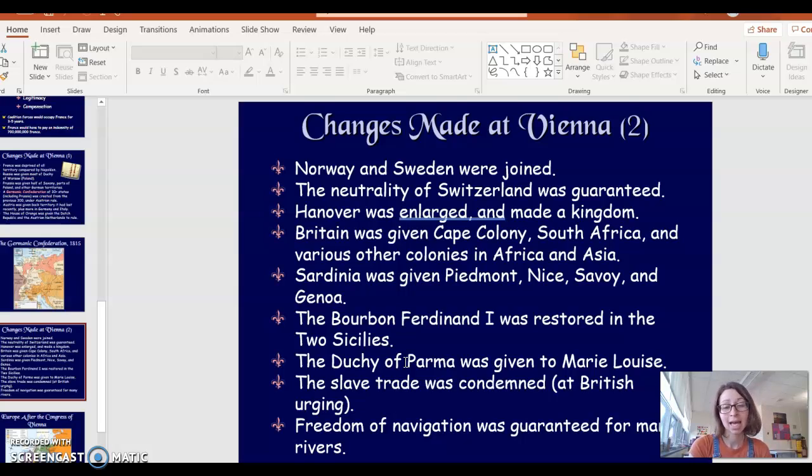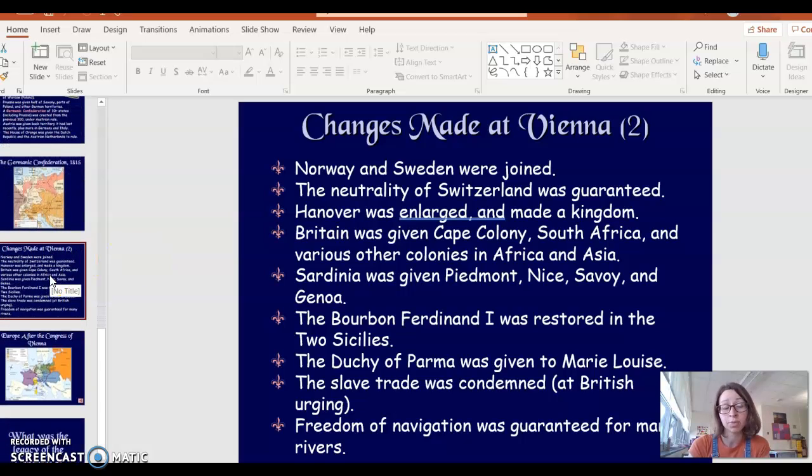The slave trade was condemned at British urging, so no more slave trade for these European nations. The freedom of navigation was guaranteed for many rivers, so allowing people to pass through the rivers on the continent of Europe without having to pay additional taxes was a big deal.